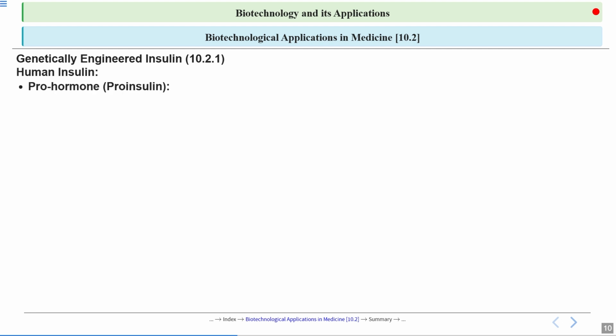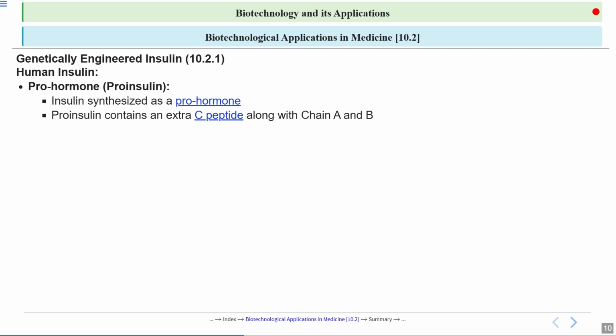So if this is proinsulin, insulin is synthesized as a prohormone, as I said. If mature insulin has chain A and chain B, what is actually the prohormone proinsulin? Initially it is produced as a prohormone, and this proinsulin contains what? An extra C peptide along with chain A and B. So this proinsulin needs to be processed to get a mature and functional hormone.